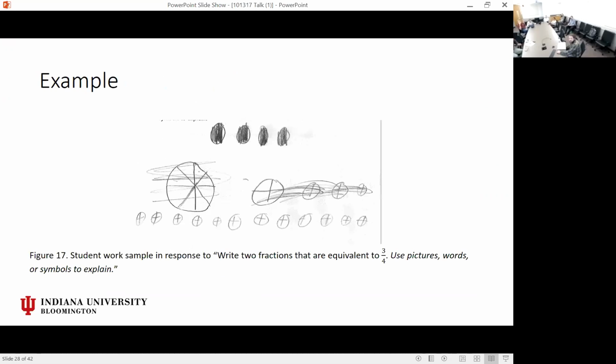Here's another example of a similar phenomenon.